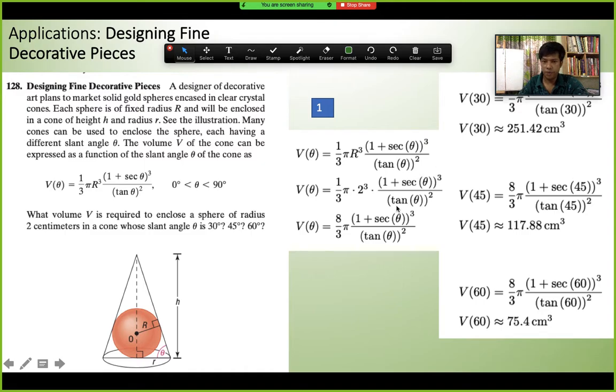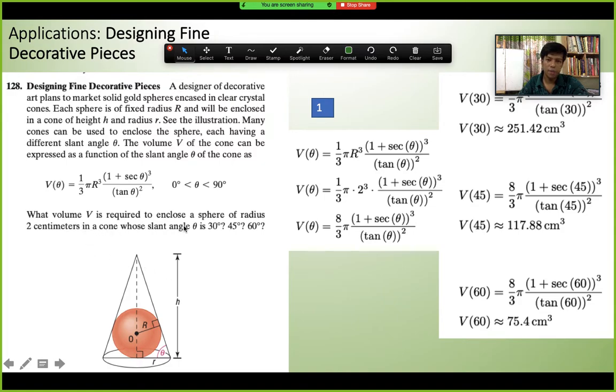This is another math from our book. This is like designing fine decorative pieces. A similar kind of situation based on this thing. The whole function is given, and the question is, if the angle is 30 degrees here, and the radius of the sphere is 2 centimeters, then what will be the answer? Okay, then what will be the answer?